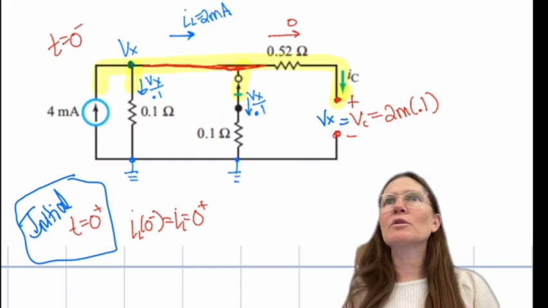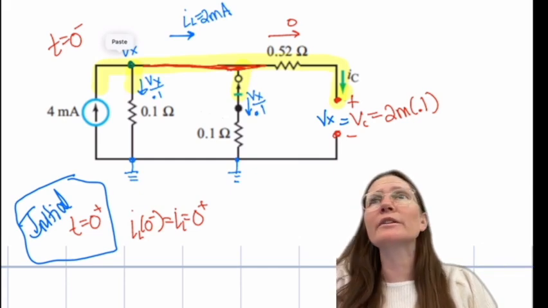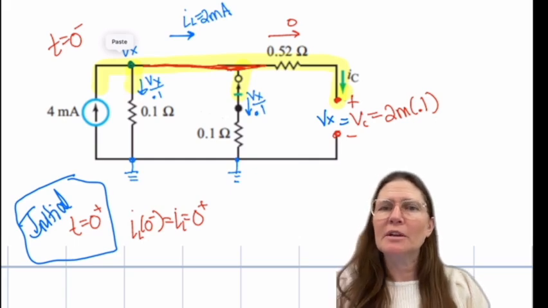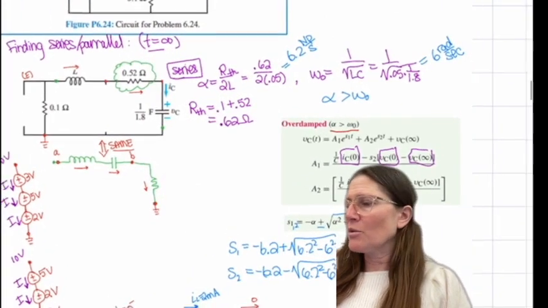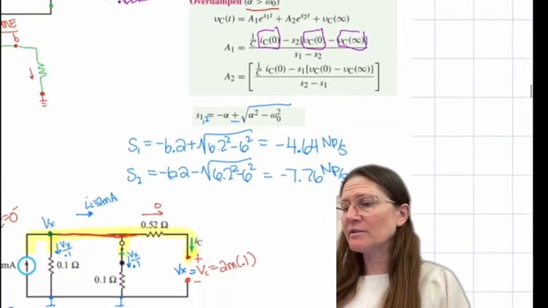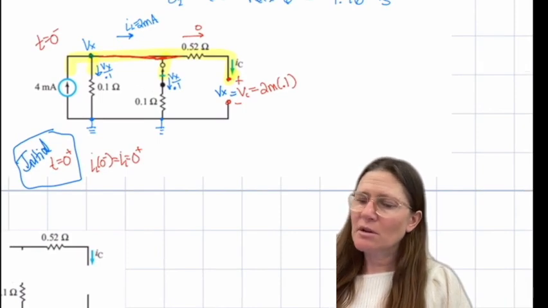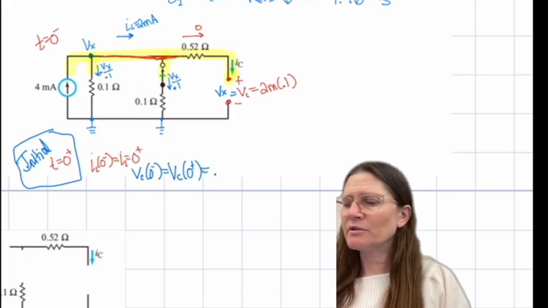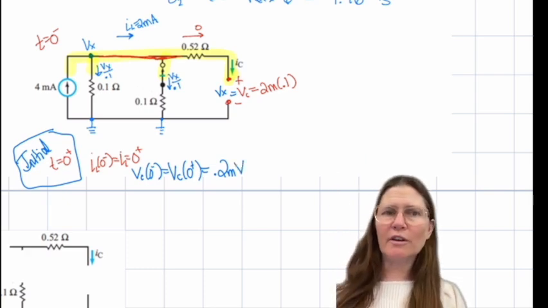With these being equal resistors, it was easy to see like 4 milli comes in and then it splits equally. So 2 milli goes in each branch, 2 milli times that 0.1 ohm using Ohm's law. So we get the value for VC. We're also trying to solve here for VC. So since it stays the same, that makes it easy to say that our VC of 0 minus equals VC of 0 plus equals this 0.2 milli. So that gives us our initial value for that one.